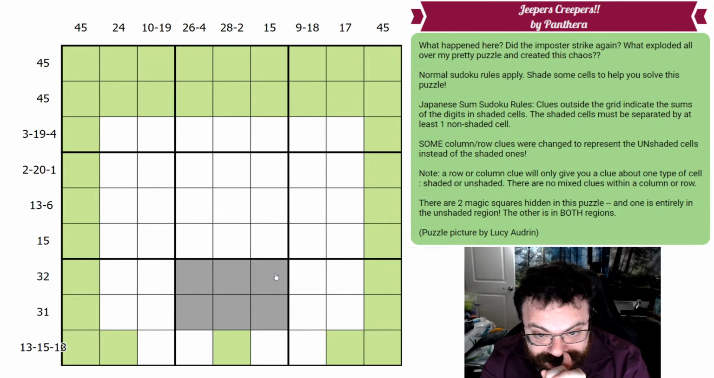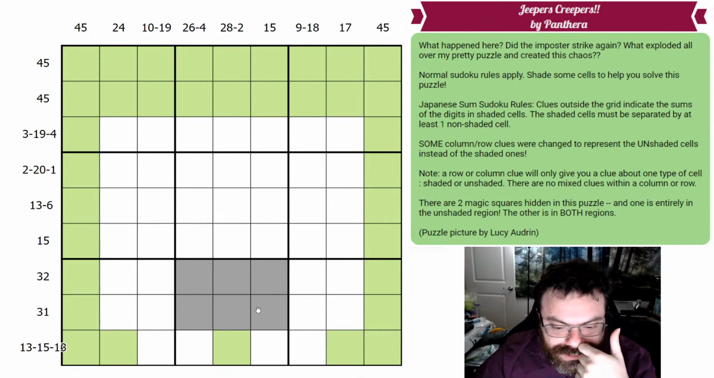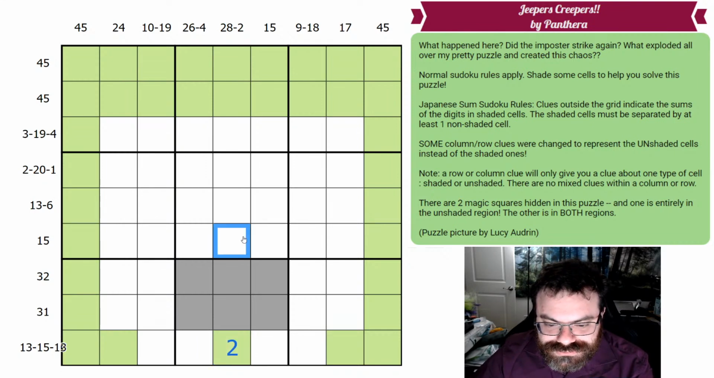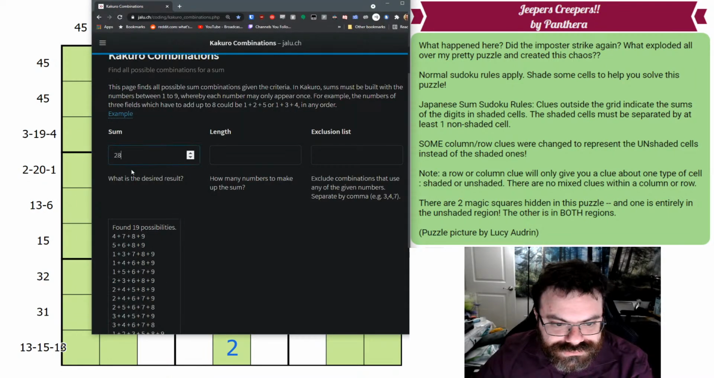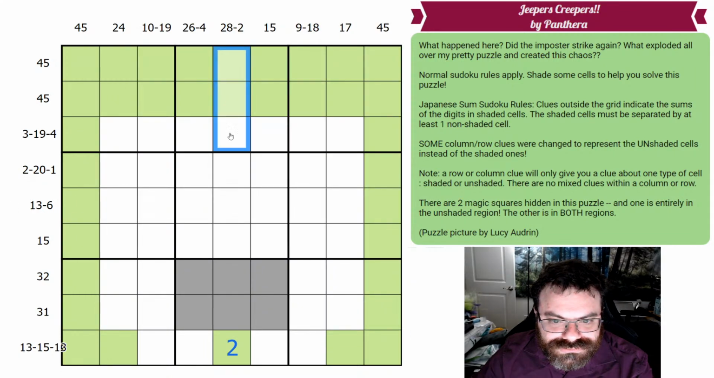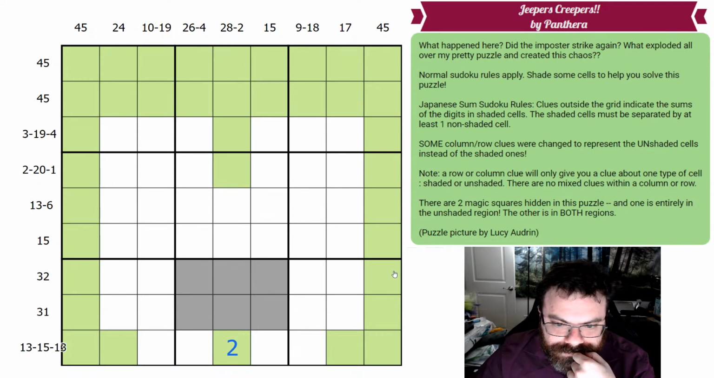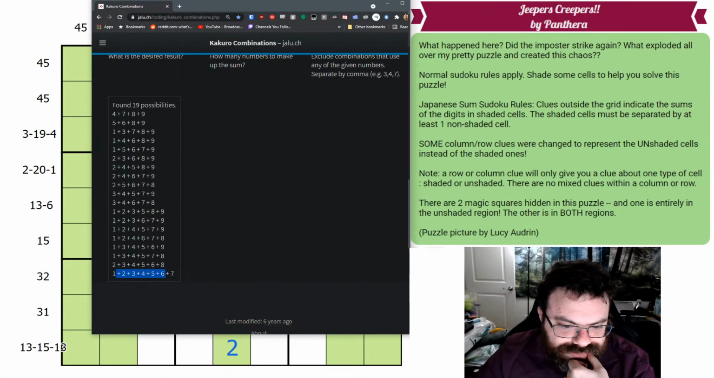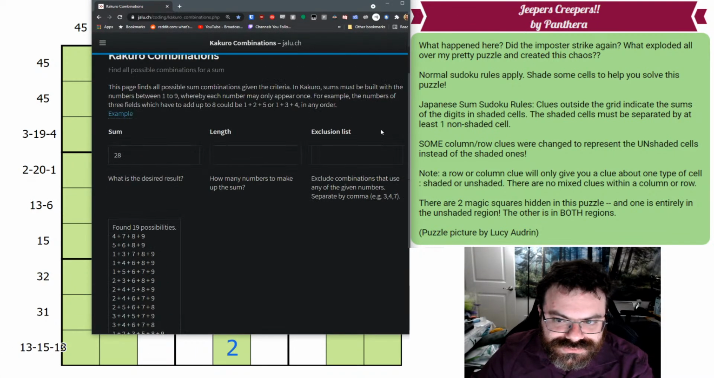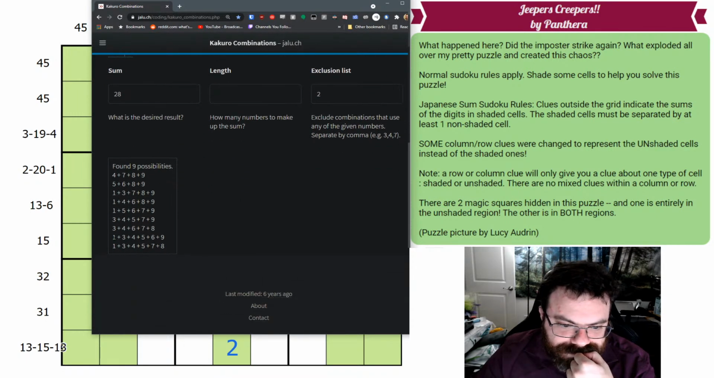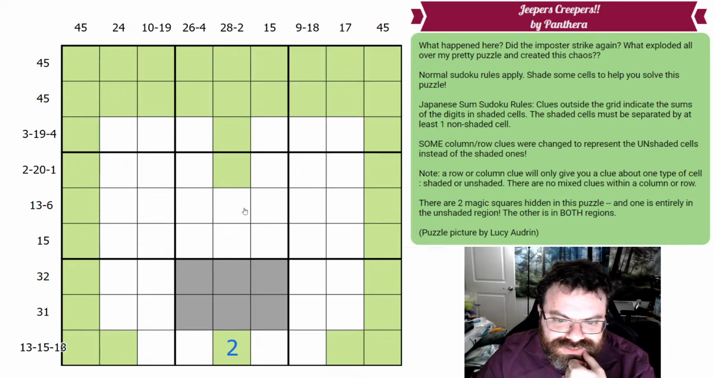Column 5. Ah, yeah. So this is the 2. 28 can be 4 long. And at most, it's very long. Well, without the 2, it can be 6 long. Okay.